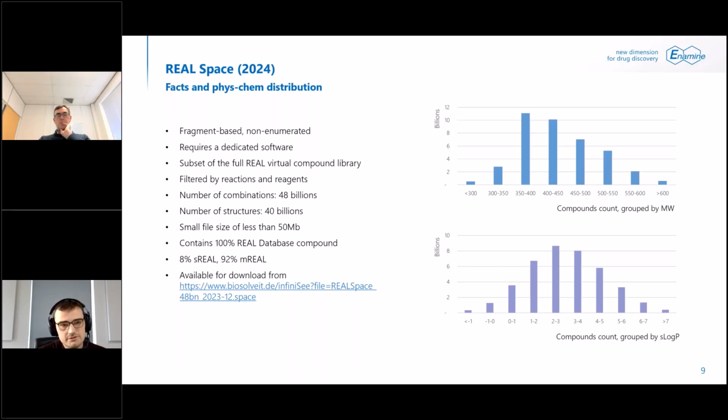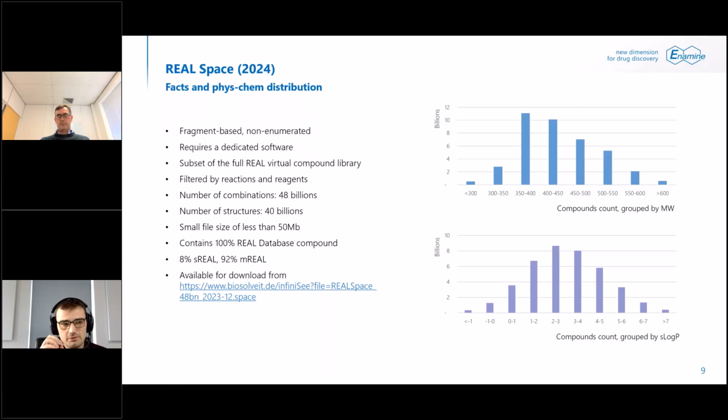The first subset which I would like to tell you about is the real space. We suggest real space as fragment-based, which means a non-enumerated subset of the whole real virtual space, and the size of the subset is 48 billion combinations, but just 40 billion different unique structures.